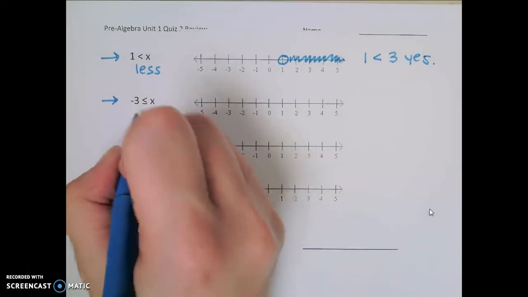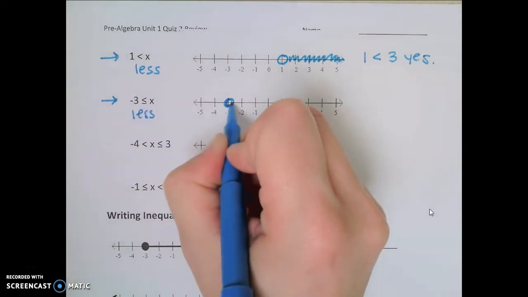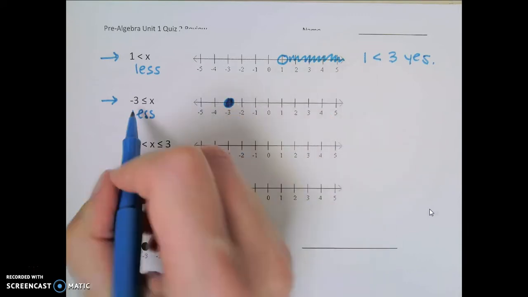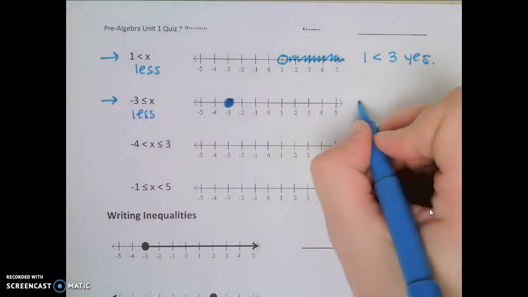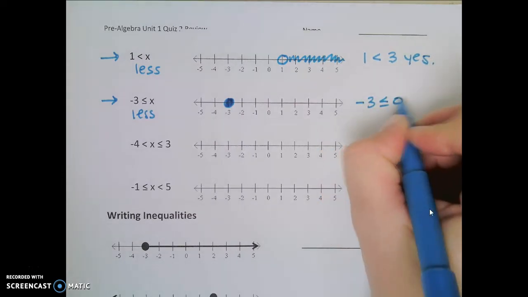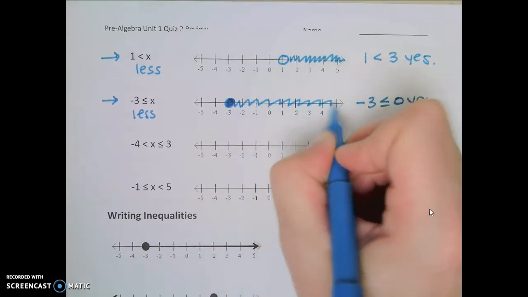Next one, -3 is less than or equal to x. So I'm going to do a closed circle on -3. And then -3 has to be less than the numbers that I shade. Well, -3 is less than 0. So that means I'm going to shade towards the 0 all the way up to the end.